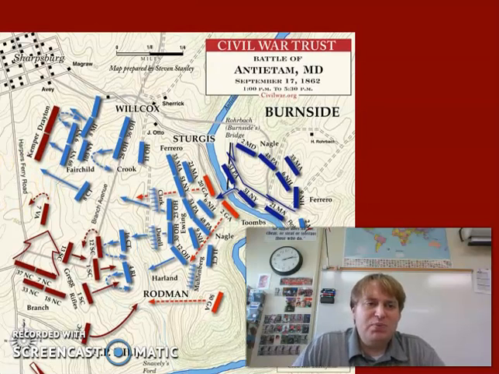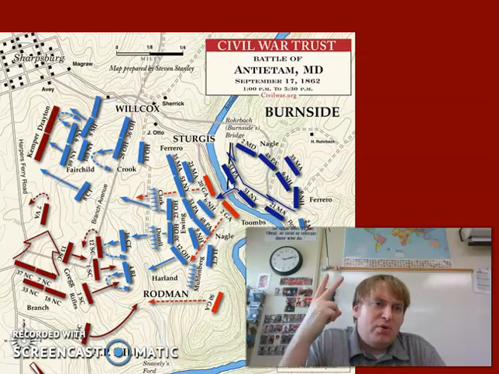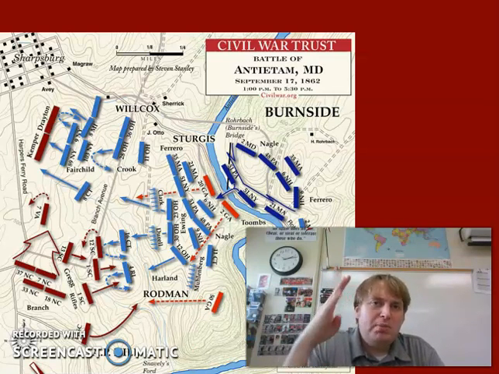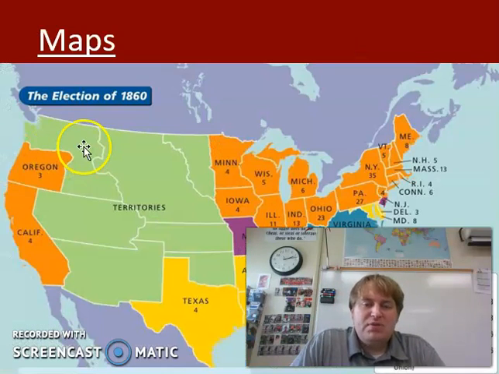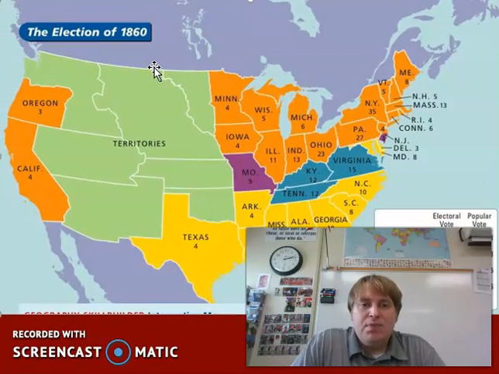And the process is very simple. Number one, you read the title. Number two, you look for the key. Number three, you look for any other map clues. And then number four, you start reading all the words on the map. And if you do that, you should be able to understand all the maps that we're going to show you this year. Here's another one, the election of 1860.